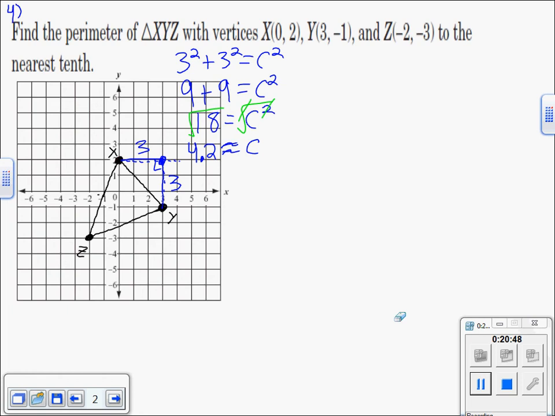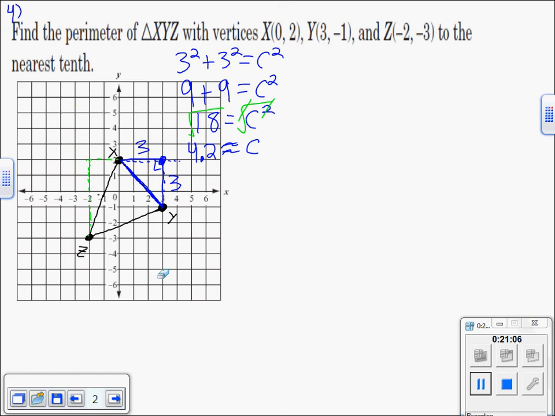4.2. Now you could go more precise at this step, because we're not actually at our final answer, but this will be good enough to get us our answer. We'll be close enough. So that's the length of this side that is now in blue. We have to now just repeat that process for the other two sides. That's all we have left to do.